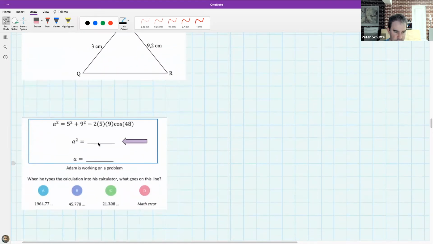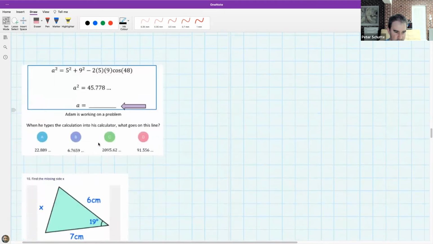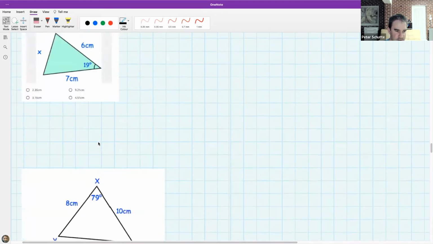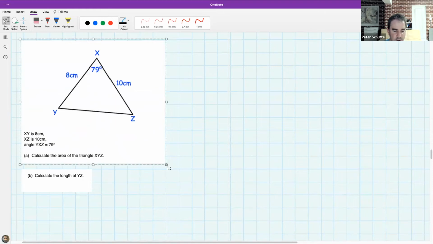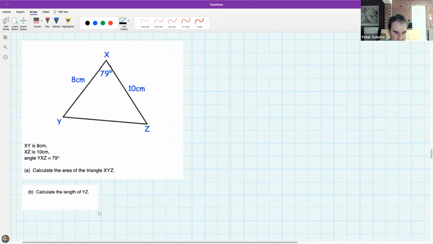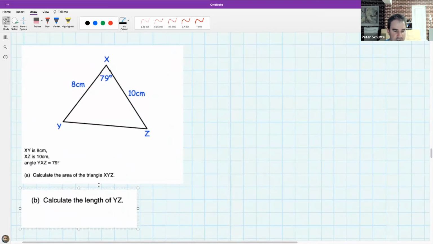I think you can do this one. That's too easy. Let's go for something with a little bit more. Okay. We're going to start to mix some of these two things together. So this is an old exam question. And you'll notice that question A asks you for the area of the triangle. So you have to think back, what is the area rule?